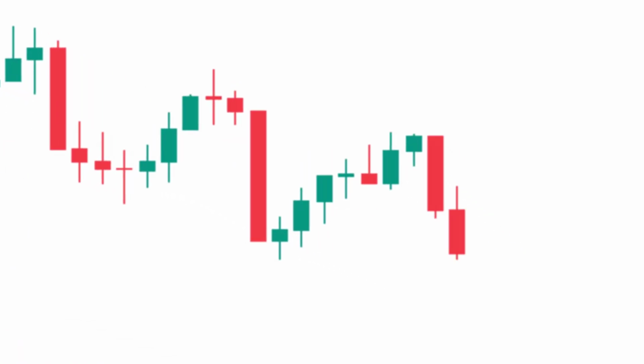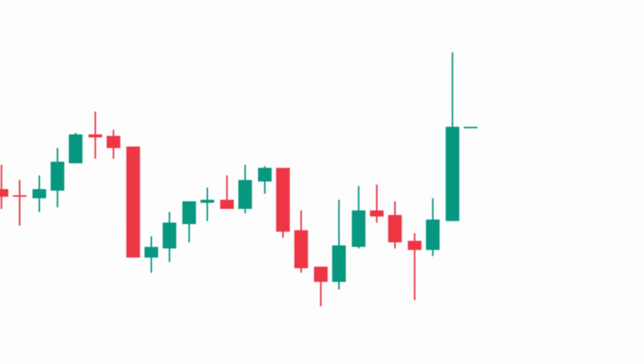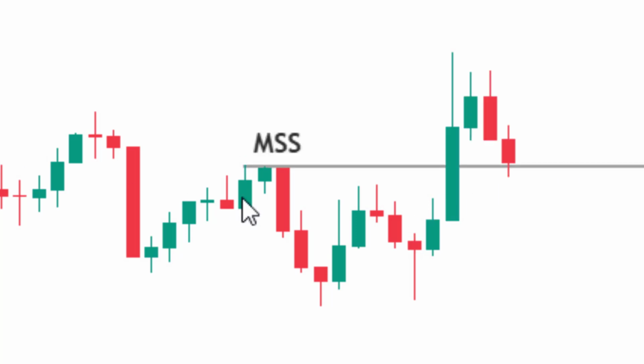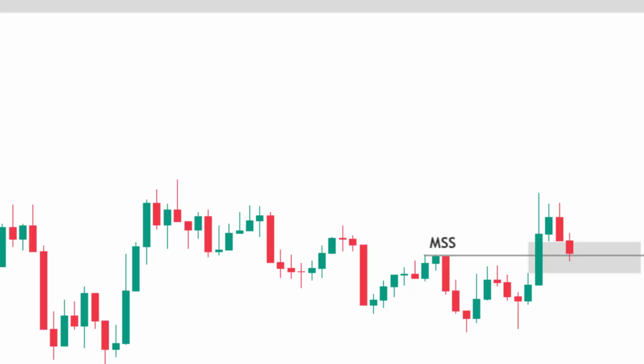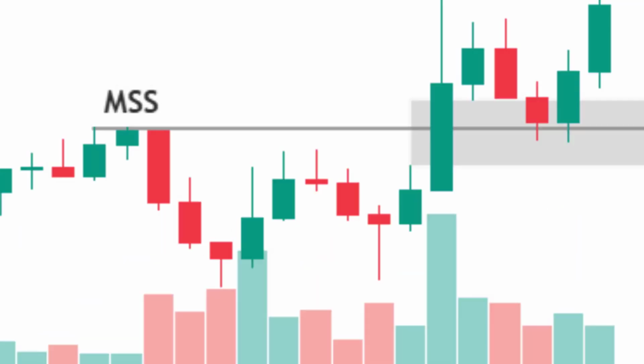Now, this is the stop hunt. After that, we get a market structure shift and a fair value gap. Price then retraces into the fair value gap and starts moving up again. To improve the accuracy of the entry, we can also check the volume. You can see here that the bullish volume is stronger than the bearish volume.